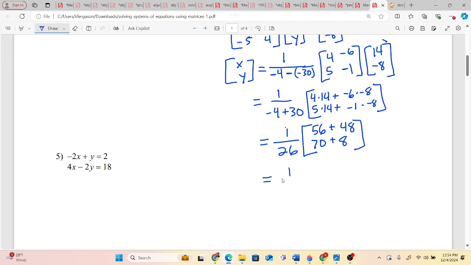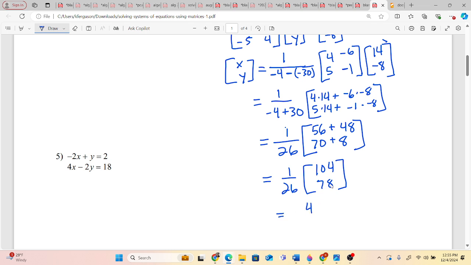I got 1 over 26. 56 plus 48 is 104. And then 70 plus 8 is 78. So now, excuse me, I got 1 over 26 times 104. So that's 104 divided by 26. And what's that? 4, I think. 4 times 26 is 104. So that's going to be 4.